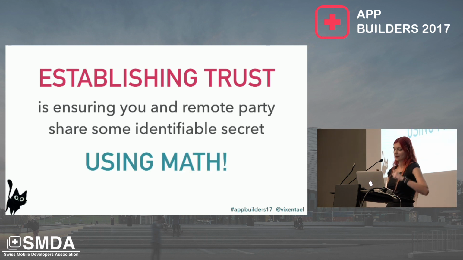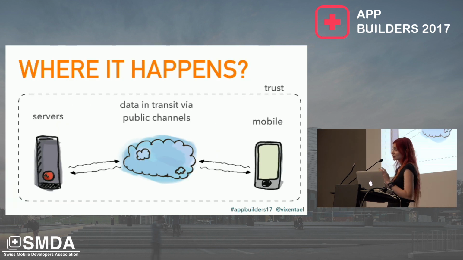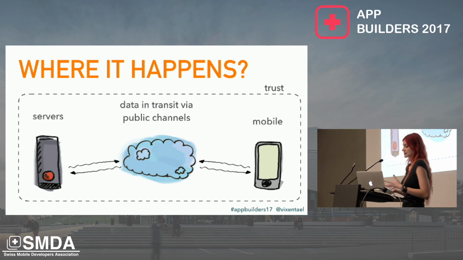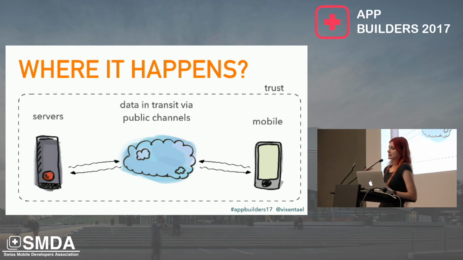With super math, there are many ways to build trust with people you don't know and can't easily recognize. Using shared passwords, using asymmetric keys, using zero knowledge, not today. You probably heard about zero knowledge proof protocol, but we won't talk about it today. Today we will talk about where we establish trust: on servers, on mobile, on data in transit, via public channels, and so on. I mean like real things, like cables and stuff.